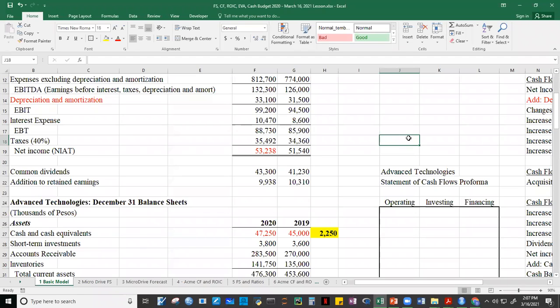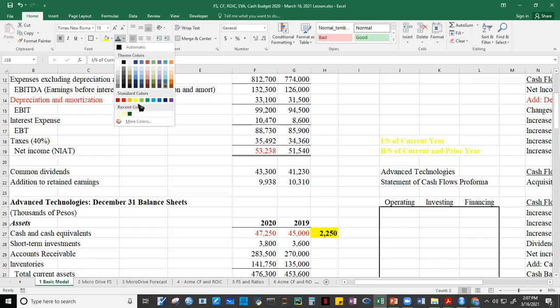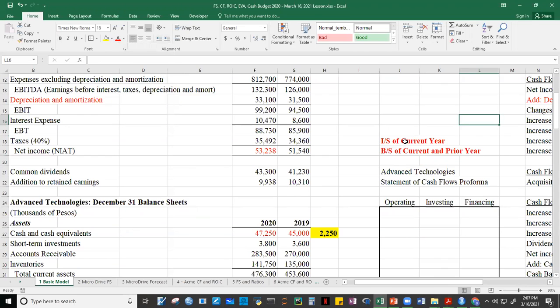Anong kailangan natin? Kailangan natin, in order to create your statement of cash flows, you need 3 statements. No? Ano yung mga yon? So you need the income statement of the current year, and then you also need the balance sheet of the current and the prior year.